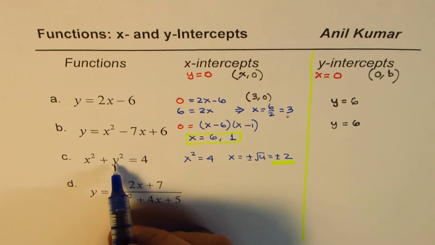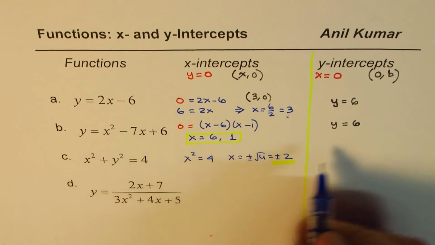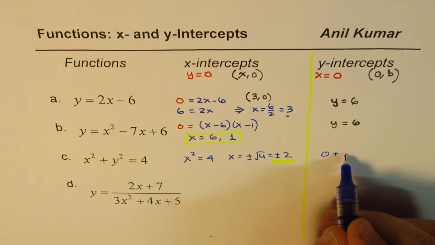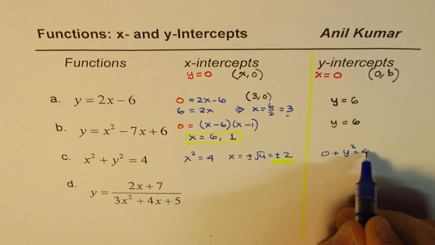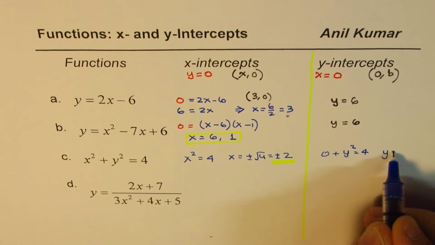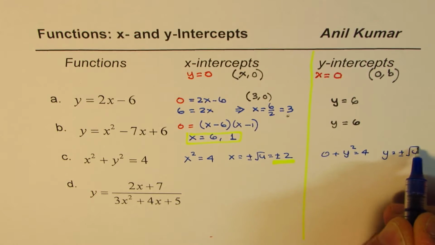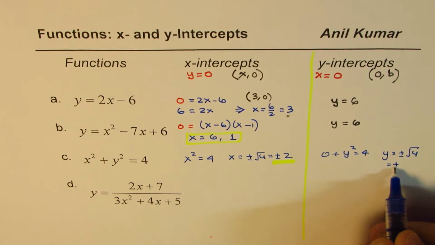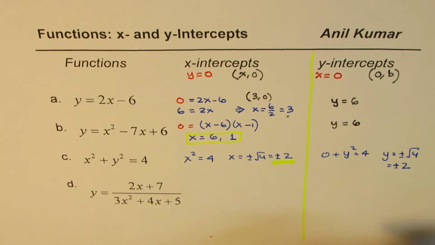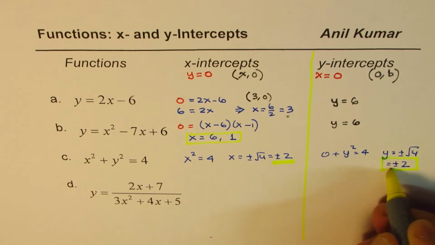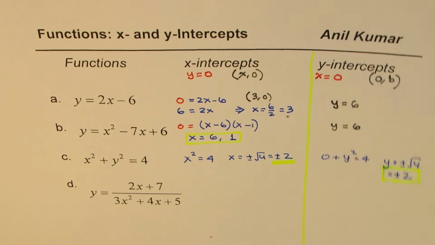For the y-intercept also, we'll write x equals 0, right? So we get 0 plus y squared equals 4, and that gives me y equals plus minus square root of 4, which is indeed plus minus 2. So the y-intercept is also plus minus 2 for this given circle.